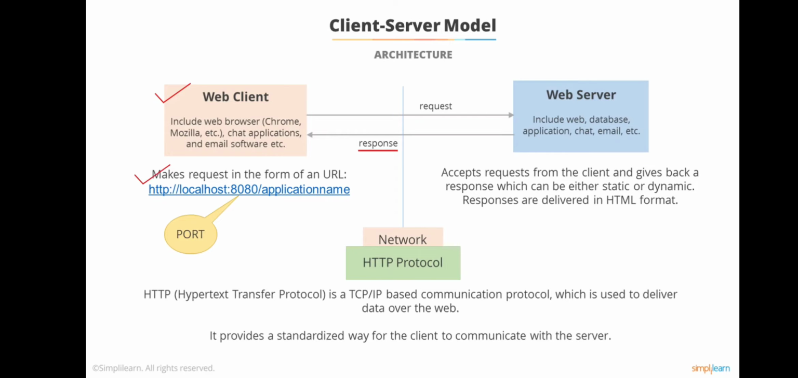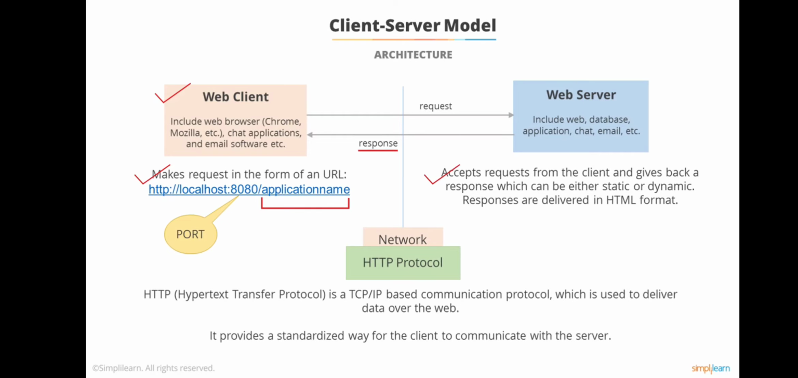Here we see we are making a request to HTTP. We are saying http://localhost:8080, which is the port on which your application is hosted on the web server, and we are providing an application name. This application name is a custom application name of your choice that you can host on the web server.